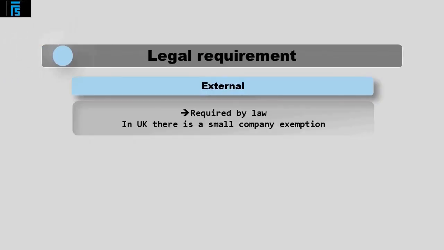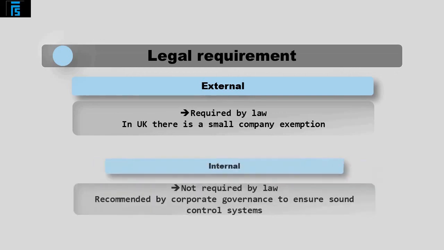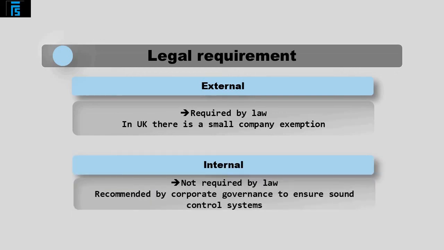An external audit is required by law. There may be exemptions. For example, in the UK, there is a small company exemption which allows smaller companies to not carry out an audit, but all medium to large size companies will need one. Internal audits are not required by law. They are recommended by corporate governance to ensure sound control systems.